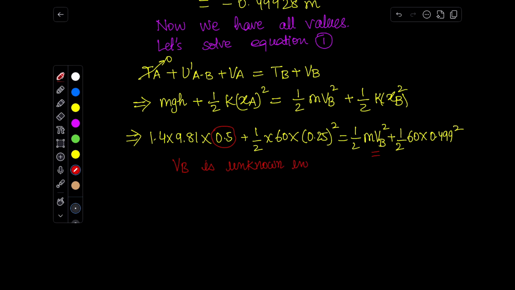So with this equation, everything is clear. The only unknown is the velocity at position B, which can be easily calculated here. So you can use your calculator and simply calculate that the velocity at position B is 1.348 meter per second.